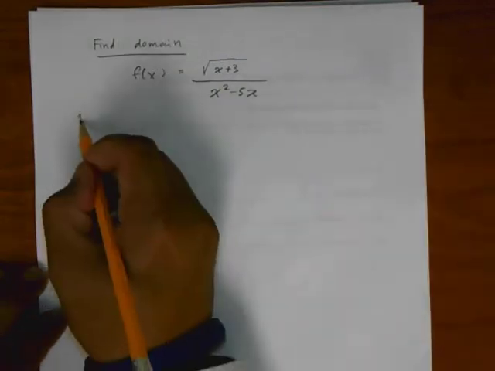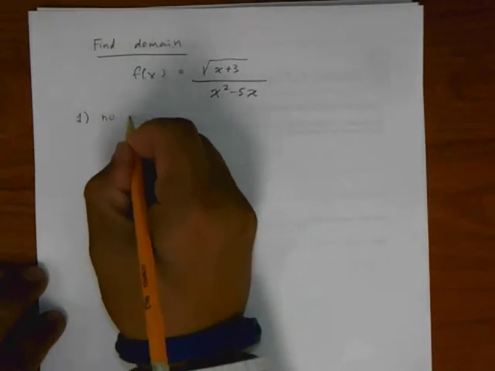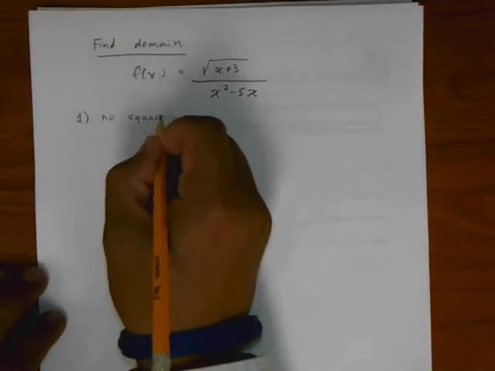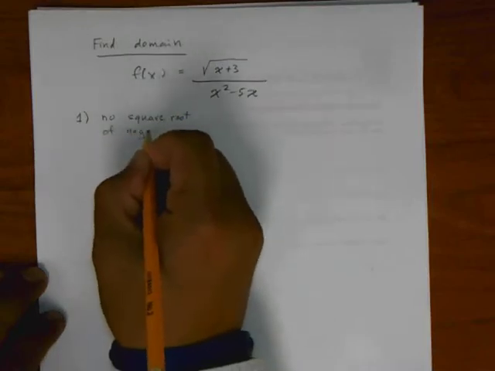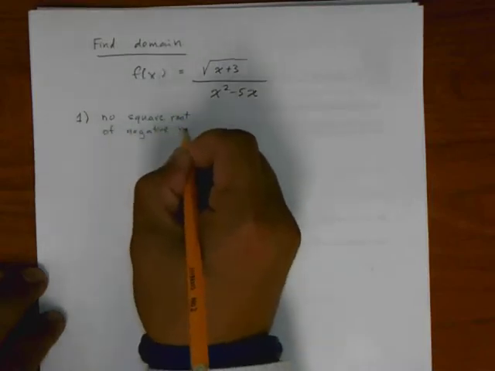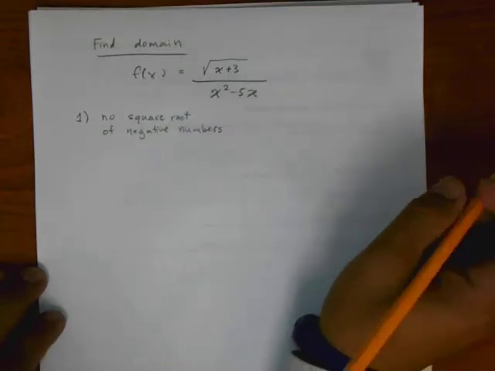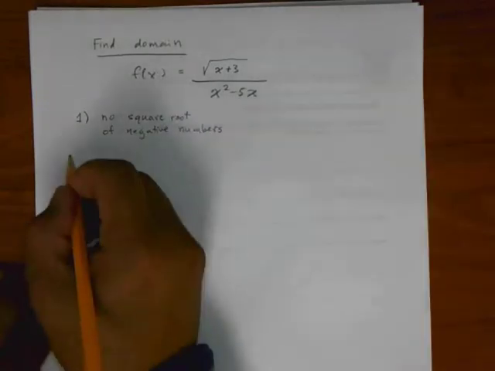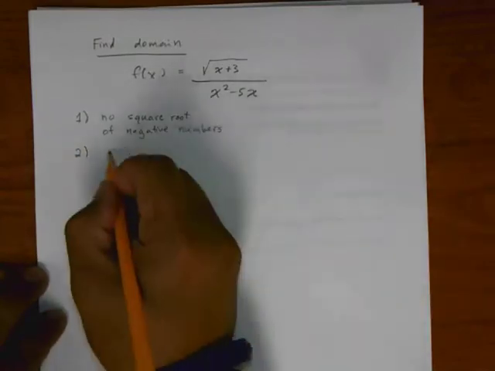Okay? And so that means right now we cannot take the square root of negative numbers. Okay? Because the square root of any negative number would lead to a non-real answer. And the second is that we cannot divide by 0.